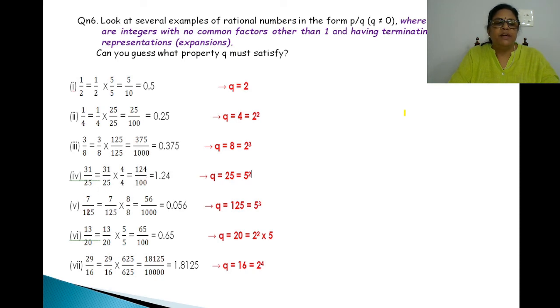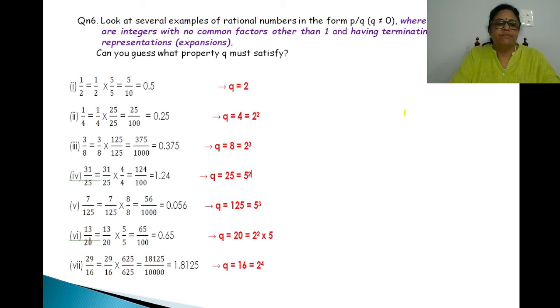Now 7 by 125. 125 into 8 is 1000. Denominator into 8 is 1000. So numerator also into 8. So that is 56. So here 3 zeros means 3 decimal places. Here you can see only 2 digits. The third digit we will take 0. So you will get 0.056. So 3 decimal places.